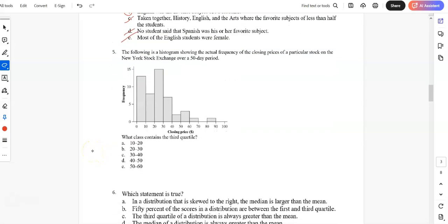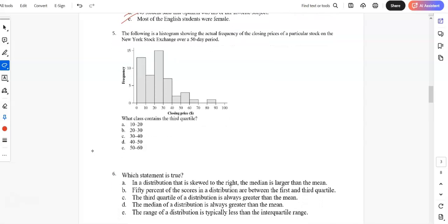Following is a histogram showing the actual frequency of the closing prices of a particular stock on the New York Stock Exchange over a 50-day period. Which class contains the third quartile? Okay, so to say how many each? 50-day period. Okay, so the third quartile. So like the 25th and 26th term.